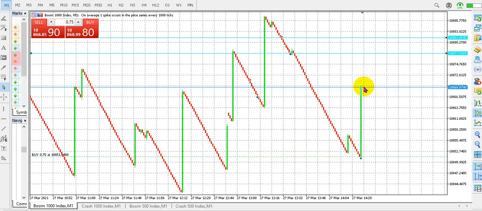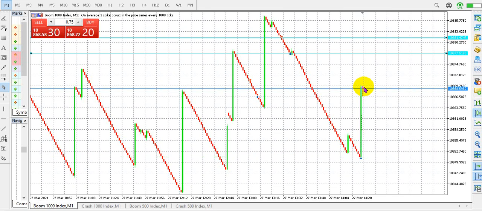You understand? So I'm not saying this system is 100% accurate, but it gets accuracy above 95%. So this is a spike traded now with 0.75, $13 made from that trade. So I'm closing it now. Position closed. So you have seen it again.